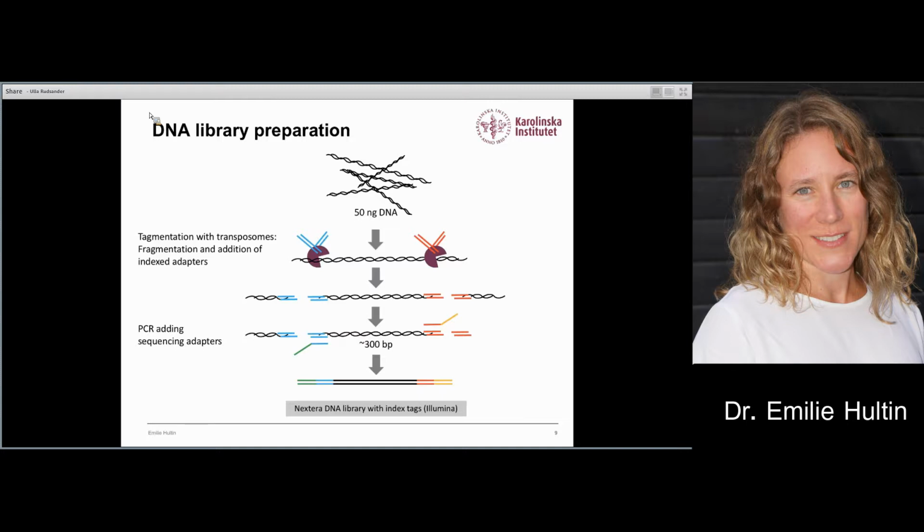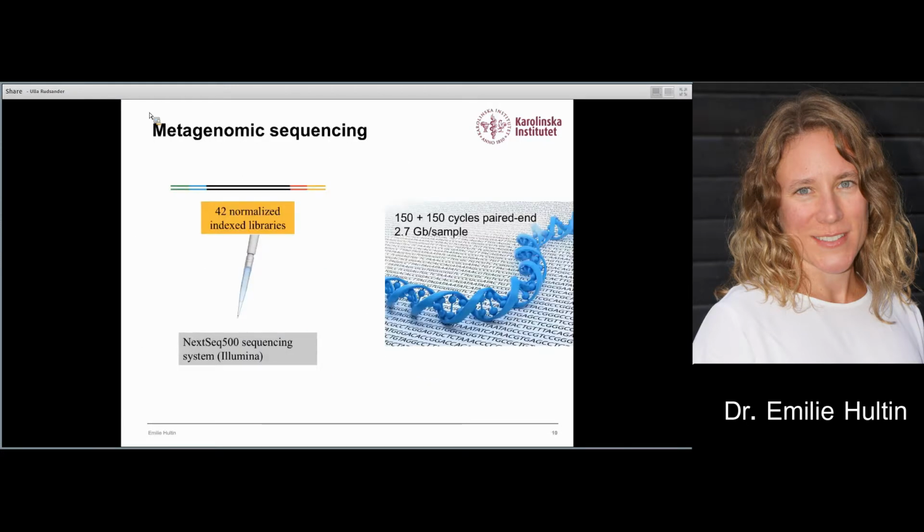These libraries were then normalized and pooled together and sequenced on the Illumina NextSeq 500 system. And we sequenced the fragments in both directions, 150 base pairs in forward direction and 150 base pairs in the reverse direction. And this generated approximately 2.7 billion bases of DNA per sample.